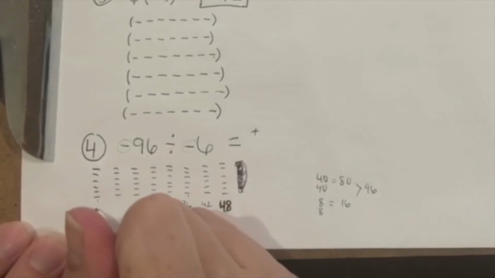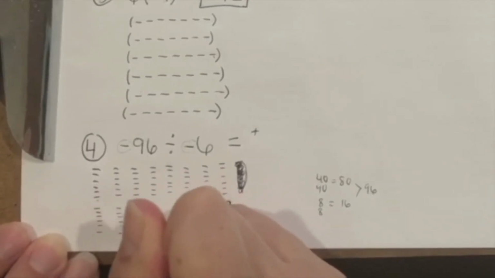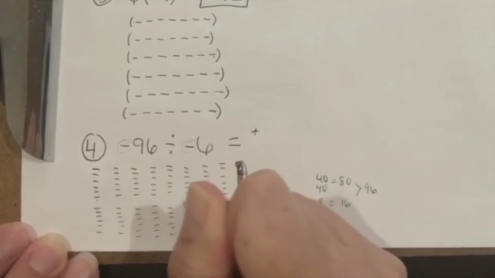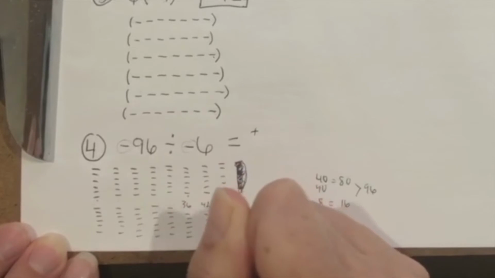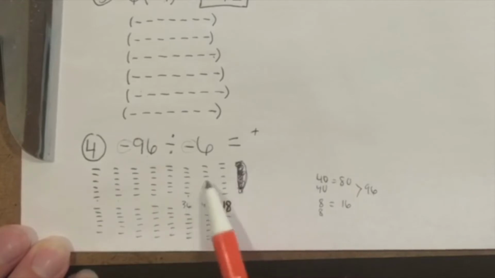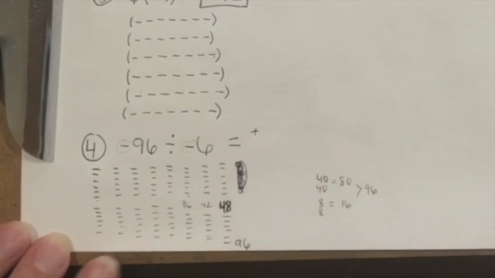So 1, 2, 3, 4, 5, 6, 1, 2, 3, 4, 5, 6, 1, 2, 3, 4, 5, 6, 1, 2, 3, 4, 5, 6. So how many groups do I have? How many groups of 6? To get to a total of 96 pieces.